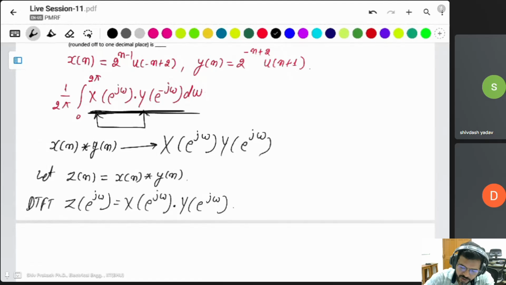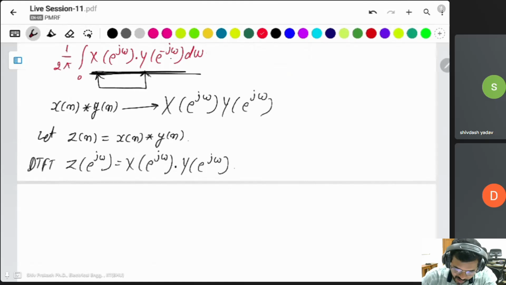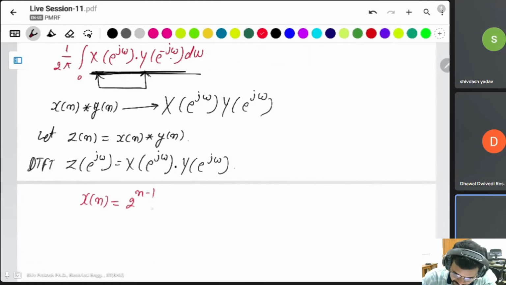But the question is asking about e to power of minus j omega, the inverted form, so you have to be careful about that. To find this function, find the u of minus n. Xn is 2 to power of n minus 1, u of minus n plus 2, okay. Yn is 2 to power of minus n plus 2, u of n plus 1, okay.